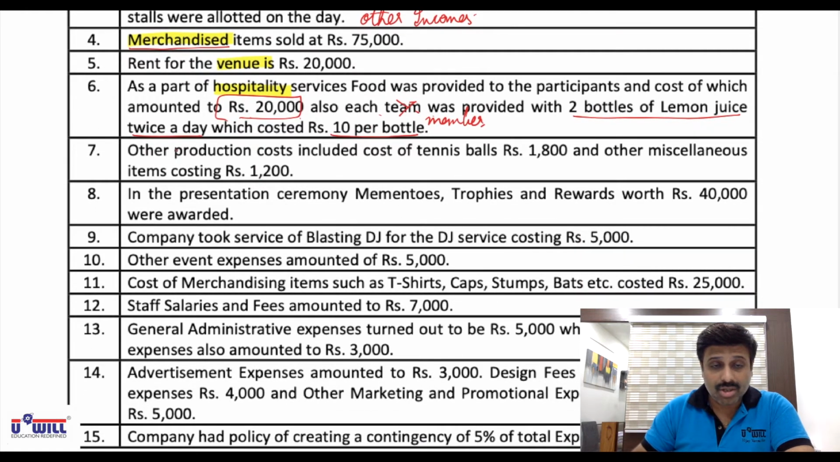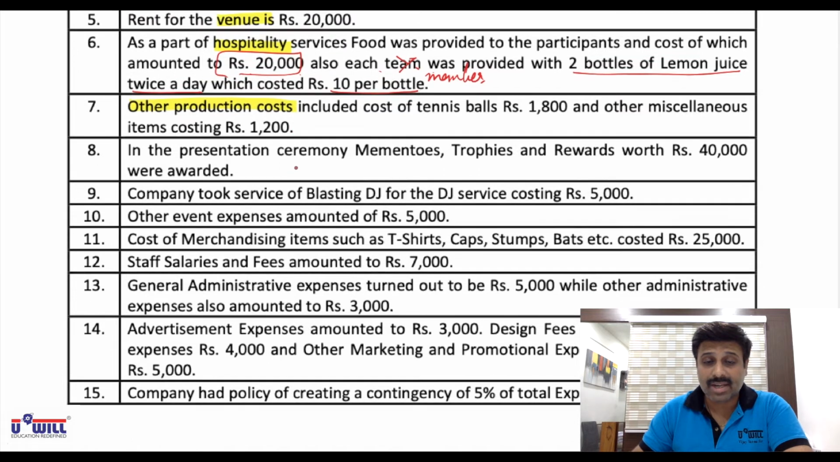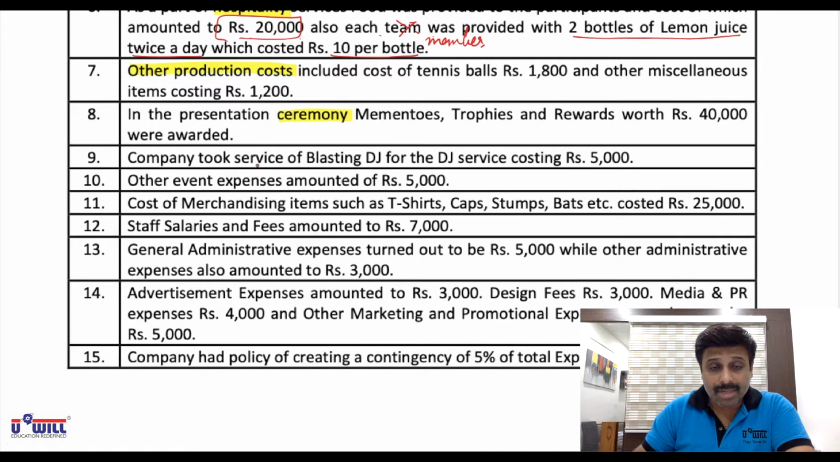Now other production costs, so this will come in other production costs again as it is directly mentioned. Included cost of tennis balls 1,800 and other miscellaneous items costing 1,200. Then in the presentation, ceremonies. So ceremonies is also one of our event costs. Mementos, trophies and rewards worth rupees 40,000 were awarded. Then company took services of DJ costing rupees 5,000. So this will come in entertainment. In event costs it will come in entertainment and artist programs fees.